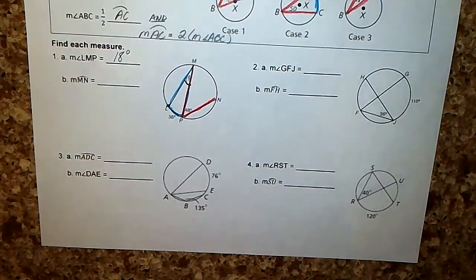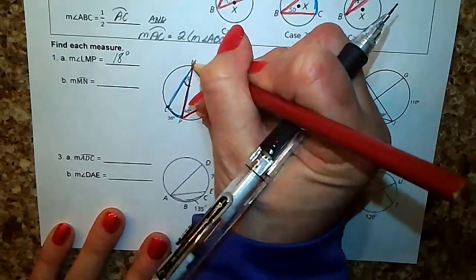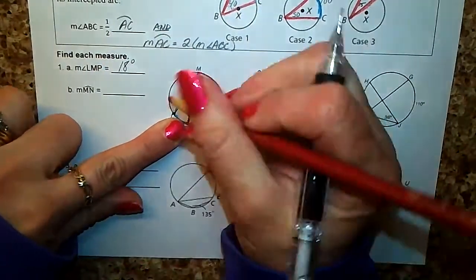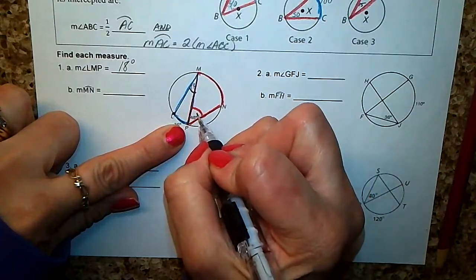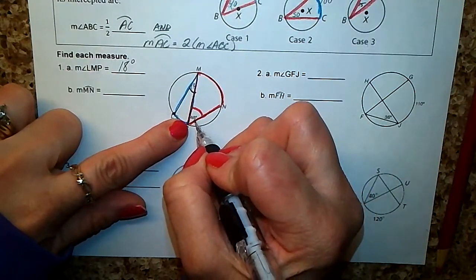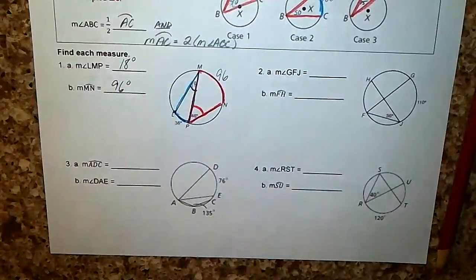Okay, now they're asking us to find the measure of arc MN. That arc MN stops at M and N. You go across to find the angle there. That angle is 48, so we have to take it times 2. Remember, the angle is always smaller than the arc. So we're going to double that 48. 48 times 2 would be 96. So that arc there would be 96 degrees.